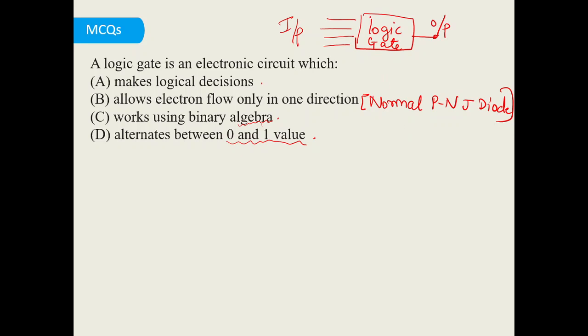What is implemented inside this logic gate? This is the logic, and as per the logic, it will give one decision, whether the output will be high or low. So the logic gate is an electronic device which makes logical decisions. This option is correct, so option A is correct. Which alternates between 0 and 1 value may be considered as an inverter or NOT gate. They will be talking about the NOT gate, right? So this might be one reason.